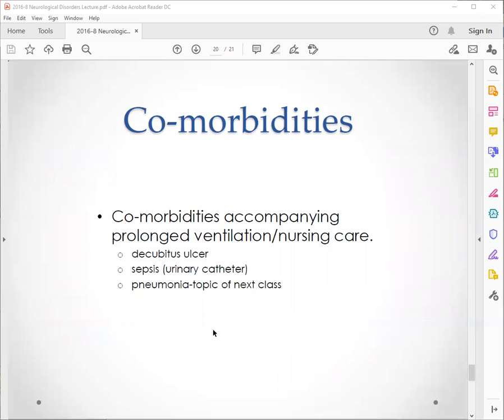Comorbidities. Comorbidities accompanying prolonged ventilation or nursing care include decubitus ulcer, sepsis, pneumonia, and then we'll cover pneumonia in a different lecture in a little bit more detail.